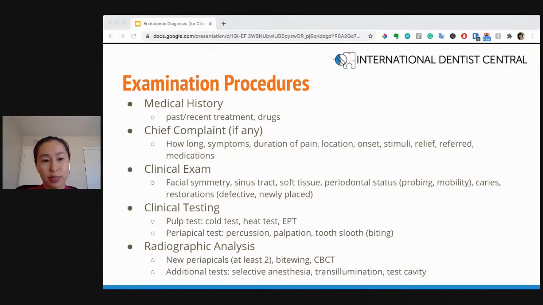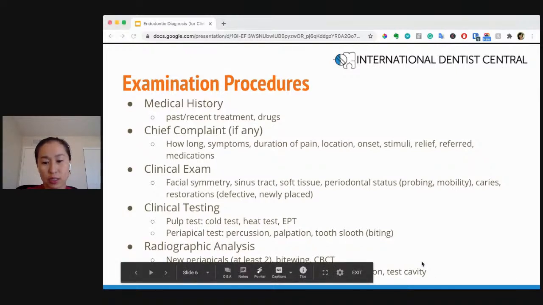And then there's transillumination, for which we'll use a transilluminator. It gives out a really strong beam of light. It's a really good way to see the blood flow, the vitality of the pulp, but it also really shows cracks, so it's really good for that. And then your absolute last resort is test cavity.